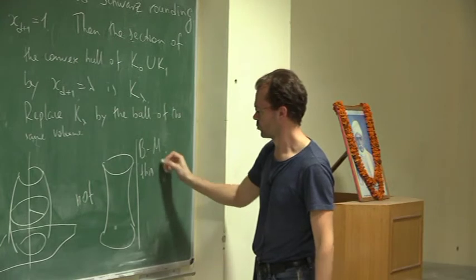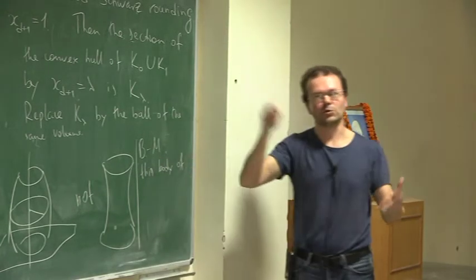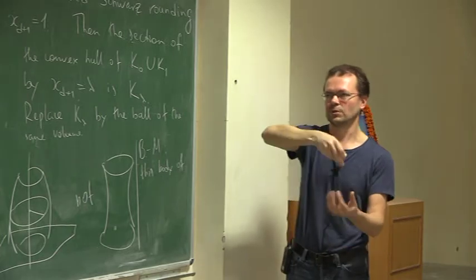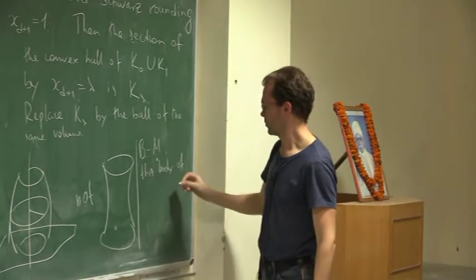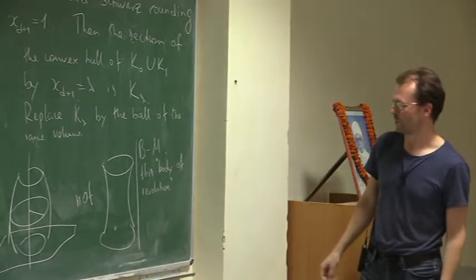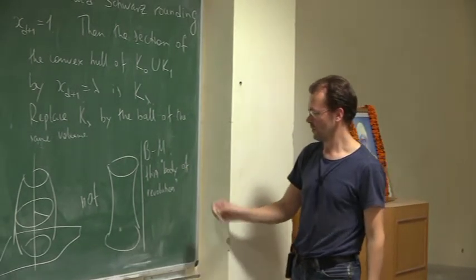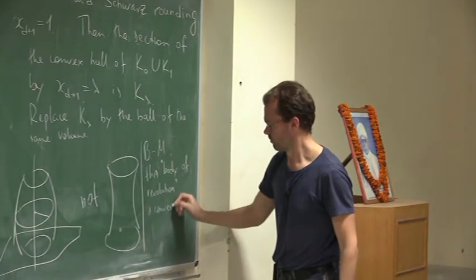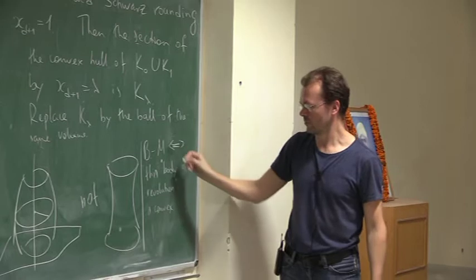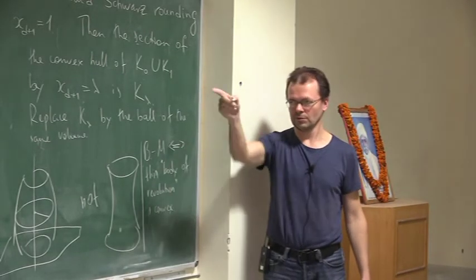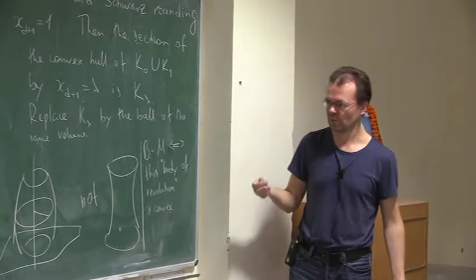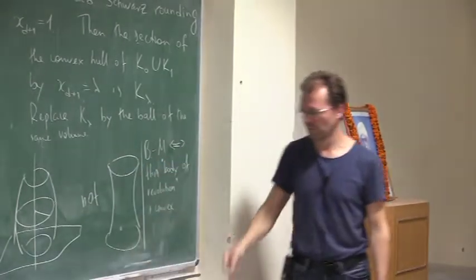So great. What we have to prove in the Brunn-Minkowski theorem is that this body of revolution is convex. In high dimensions it's not quite a body of revolution, since you cannot rotate around a one-dimensional axis in R^4, but I will call it a body of revolution. The point is that I have now shown that the Brunn-Minkowski theorem is equivalent to the statement that this body of revolution is convex. And now I proceed to prove that this body is indeed convex.